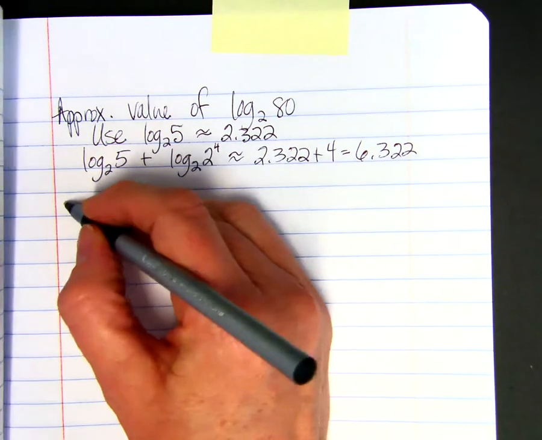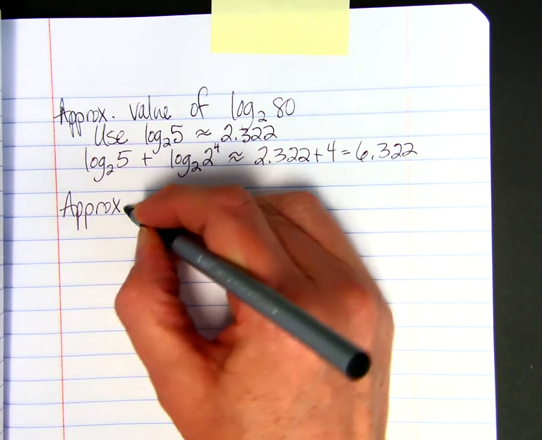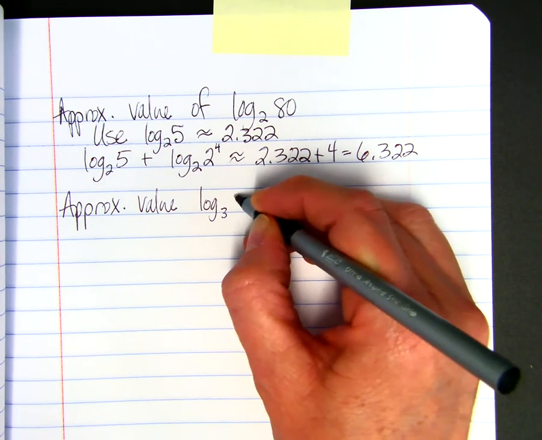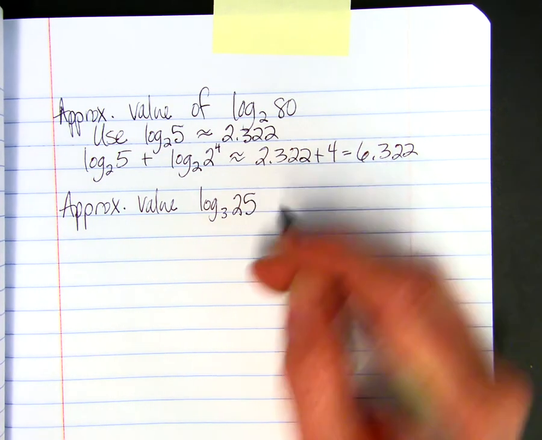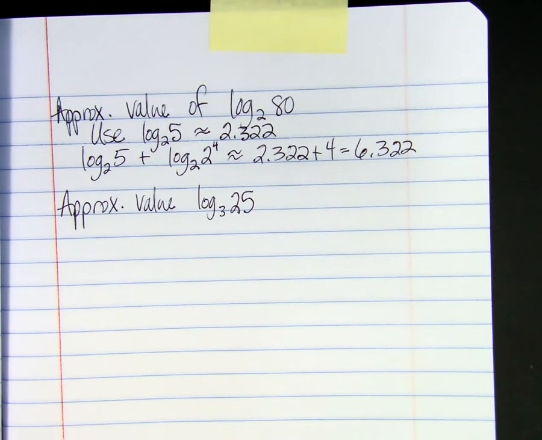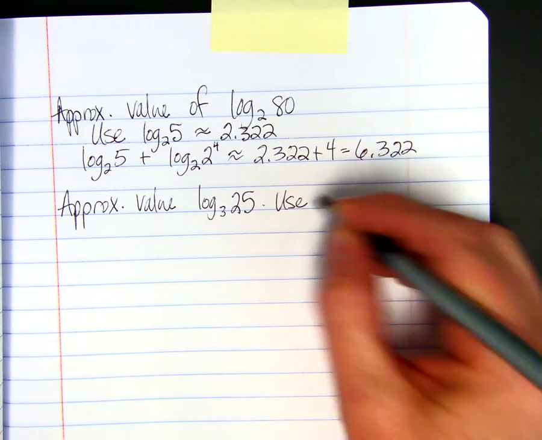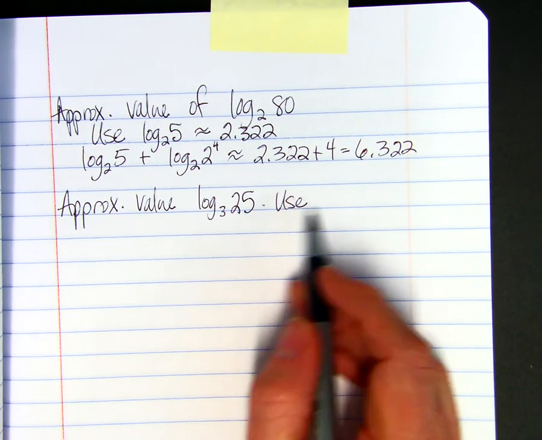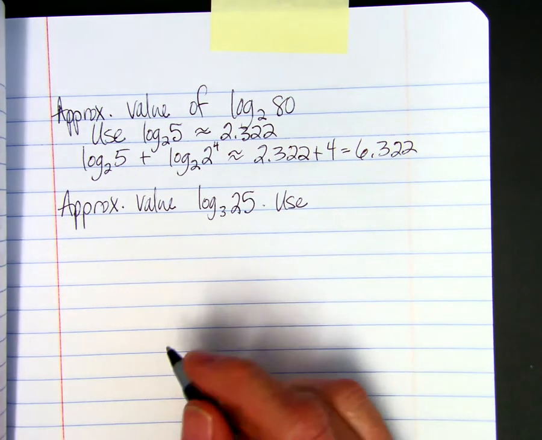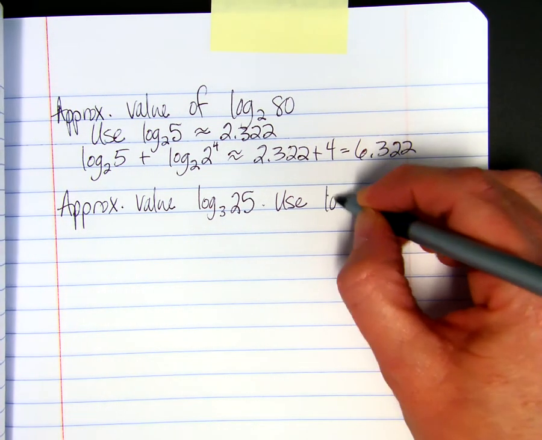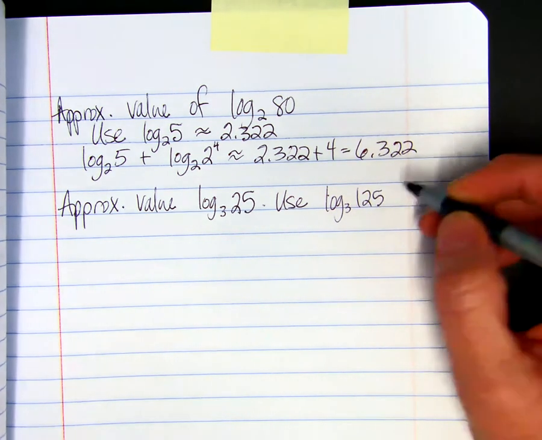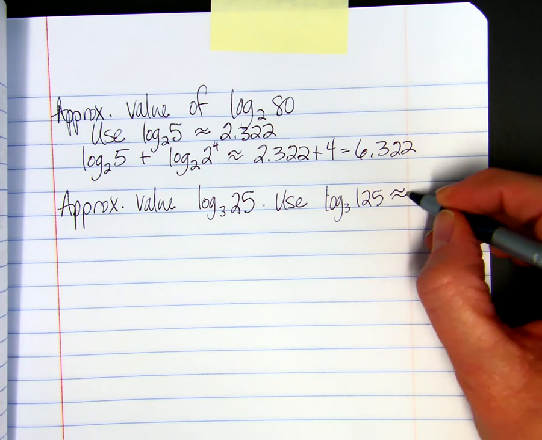I'm going to do some more examples, okay? Approximate the value of log base 3 of 25. And in order to do that, we want to use, this is part of the problem. When I say use, if they tell you to do that, it'll give it to you as part of the problem. Like, so I can't do the log of 25 divided by log 3? It should work, yeah, but it says use log base 3 of 125. Okay.